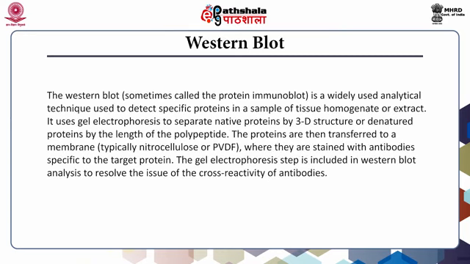The Western blot, sometimes called the protein immunoblot, is a widely used analytical technique which is used to detect specific proteins in a sample of tissue homogenate or extract. It uses gel electrophoresis to separate native proteins by 3D structure or denatured proteins by the length of the polypeptide. The proteins are then transferred to a membrane, which is typically nitrocellulose or PVDF, where they are stained with antibodies specific to the target protein.